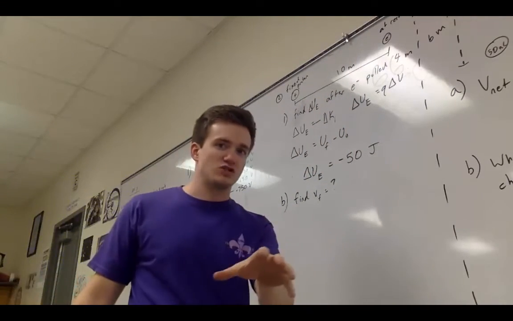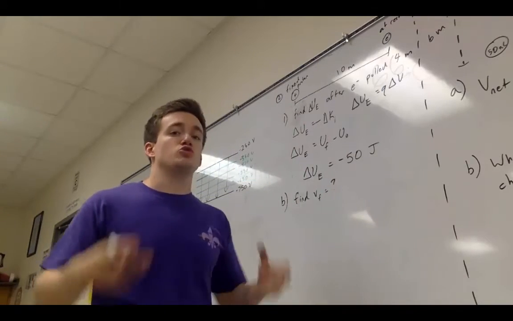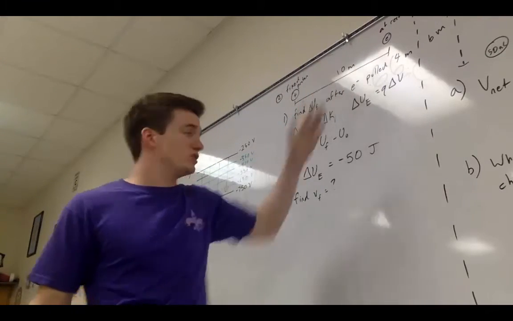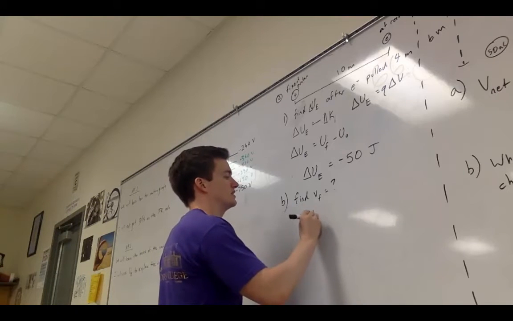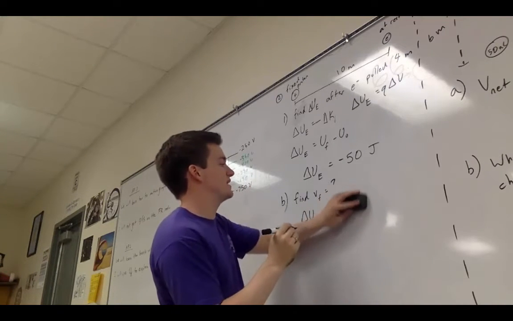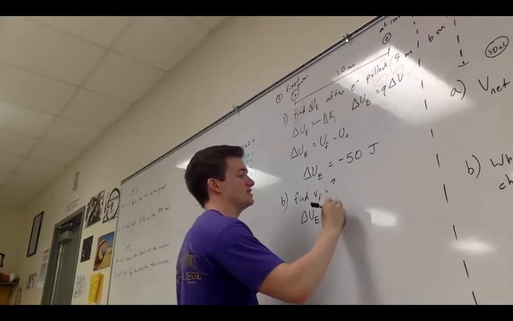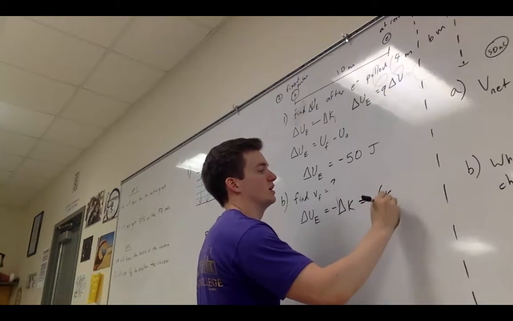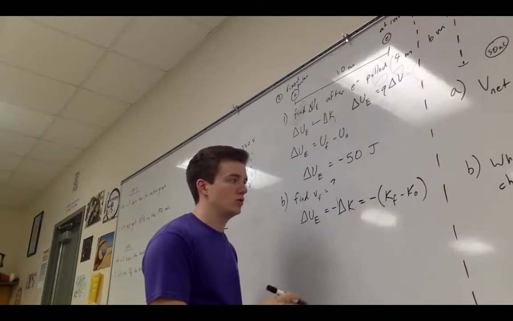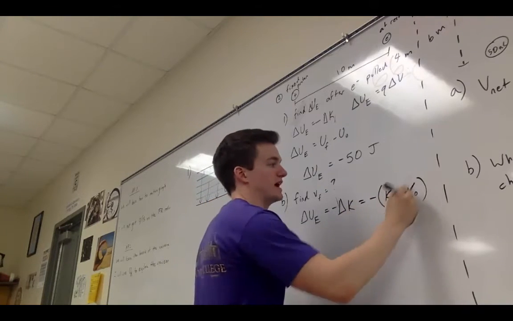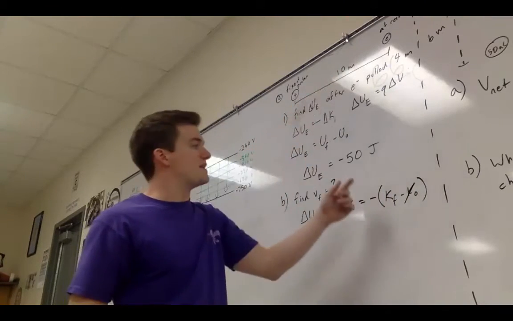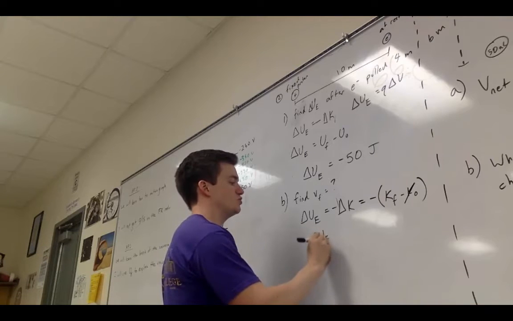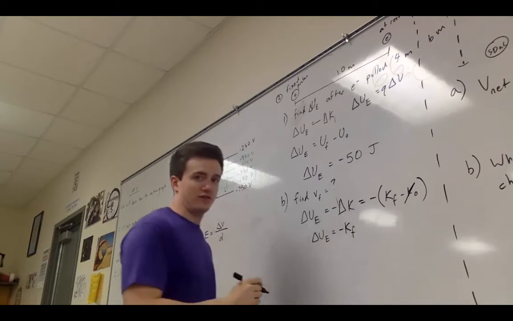Well, we know that just from understanding physics, that things always happen to try and convert potential energy into other stuff. So when the electron loses that 50 joules of potential energy, it's going to turn into kinetic energy. So we can say that the change in potential energy is the negative change in the kinetic energy, which we can then expand into negative K final minus K initial. Well, K initial is 0, so that goes away because it starts from rest. And then this becomes negative K final, so we end up with delta UE equals negative K final.